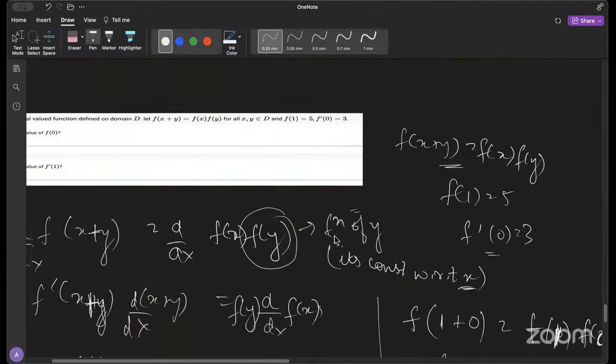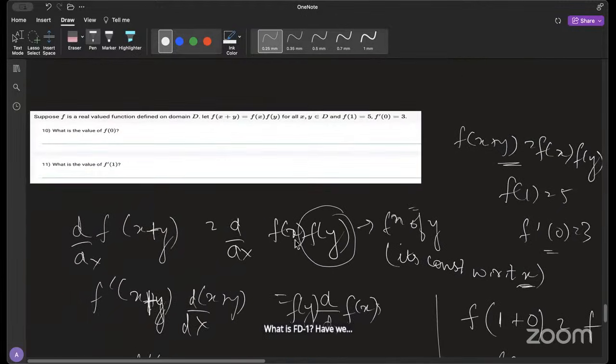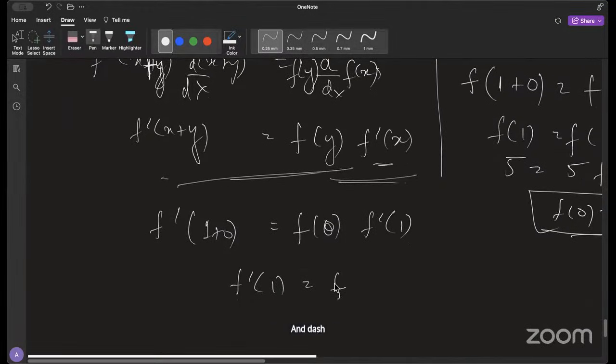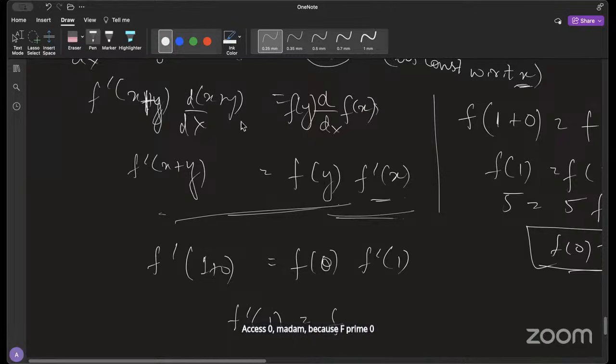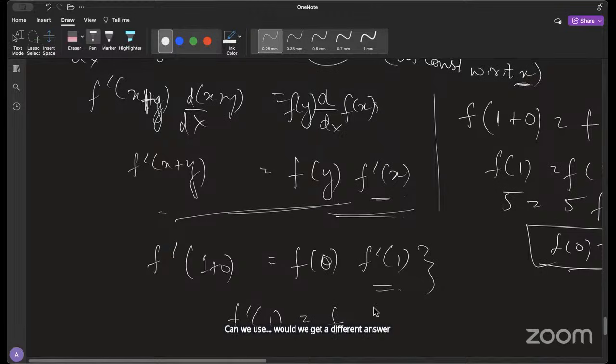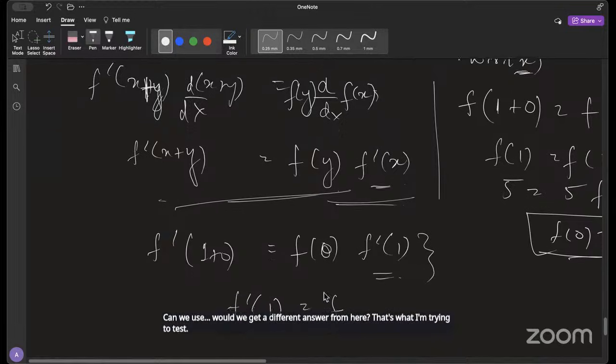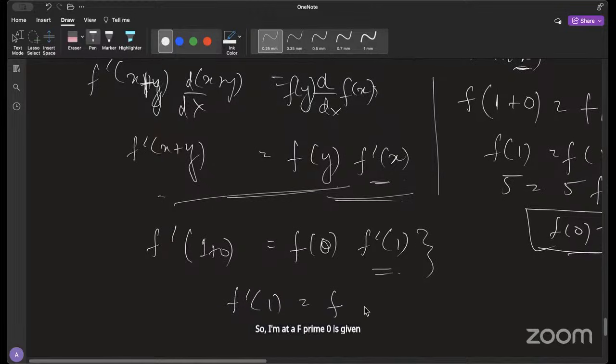What is f dash 1? We have to find f dash 1, right? Ma'am, we can take x as 0, because f prime 0 is given as 3. X becomes 0. Would we get a different answer from here? That's what I'm trying to test. Yeah, madam, f prime 0 is given as 3 in the question. Yeah, that's given, but I'm trying to use this one and see if we are going to get a different answer.